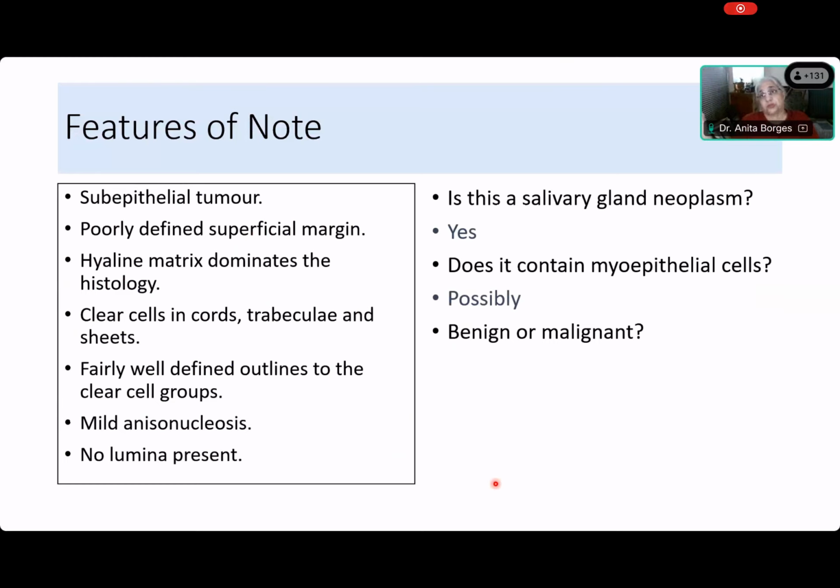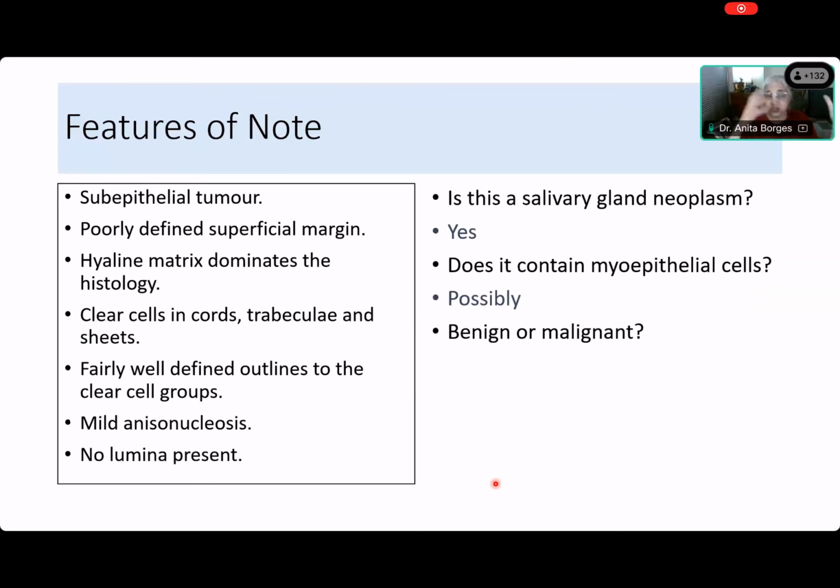And this is not a Warthin's tumor. So if these are not myoepithelial cells, then it would have to be malignant. If they are myoepithelial cells, then what? Is it benign or malignant? And the answer is, there is too much anisonucleosis for this to be just benign, but possibly we'll have to see the borders of this tumor to see whether it is infiltrative or not. And it did look infiltrative. So even if these are myoepithelial cells, this is going to be a myoepithelial carcinoma.